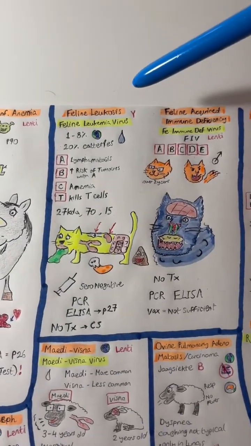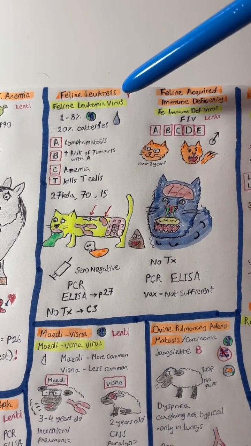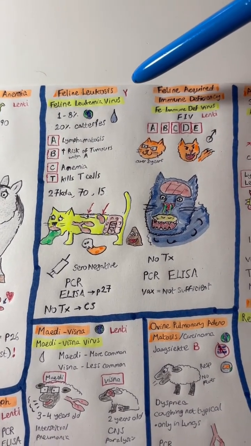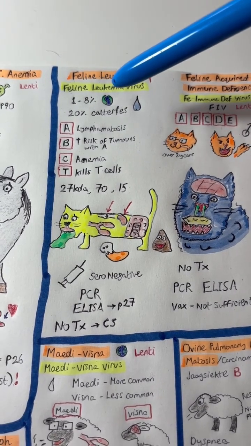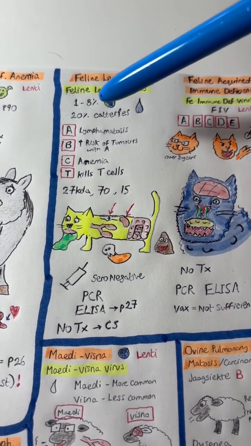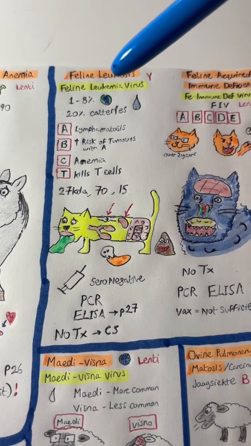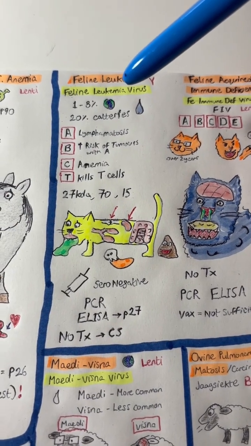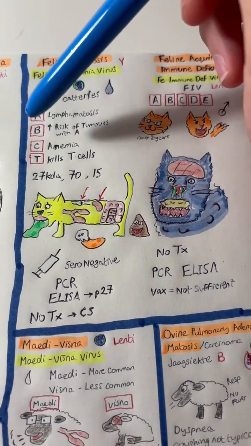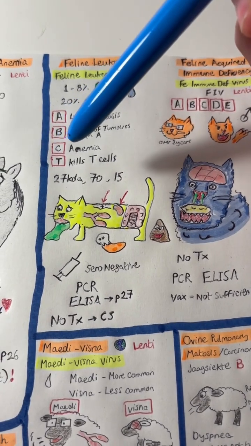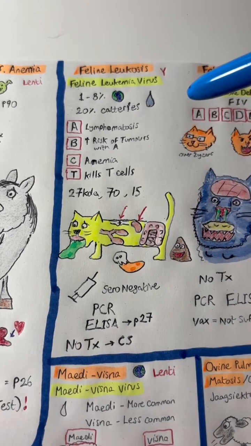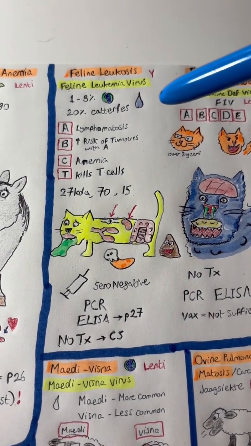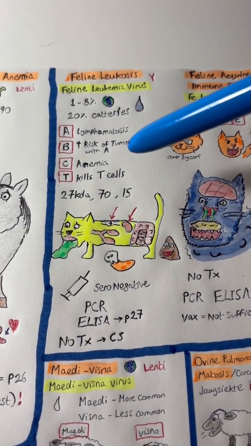So for feline leukosis, it has the feline leukemia virus, which is part of the gamma retrovirus genus. It is found worldwide in around 1 to 8% of cats. However, in catteries, it can be up to 20% of cats. The virus has 4 subgroups: feline leukemia virus A, B, C, and T. A is the predominant subgroup and causes lymphomatosis. The subtype B increases the risk of tumours when with subtype A.